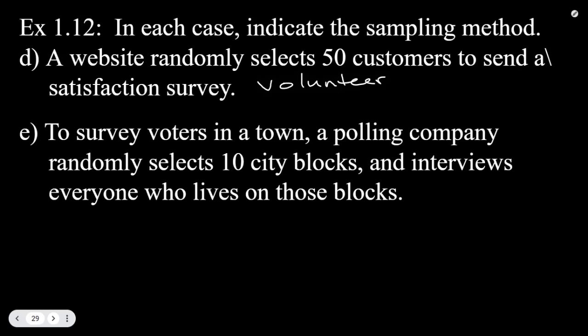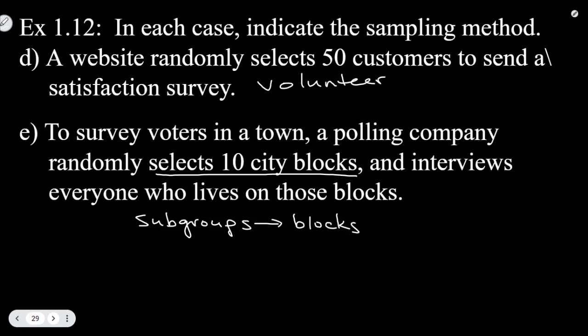Letter E, to survey voters in a town, a polling company randomly selects 10 city blocks and interviews everyone who lives on those blocks. So the idea is they've made subgroups, and the subgroups are the blocks that people live on. Now here's the key. They're selecting 10 blocks and interviewing everyone who lives on those blocks. So they're not sampling from all of the blocks in the city. They're just choosing those 10 and talking to everyone who lives in those blocks. So that is the cluster sampling.